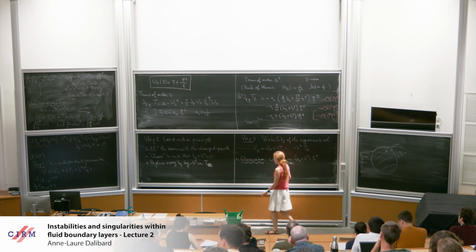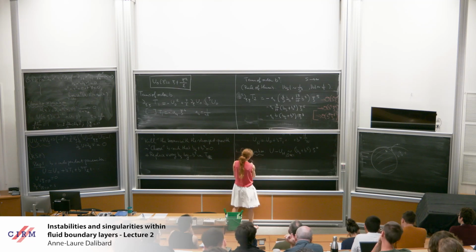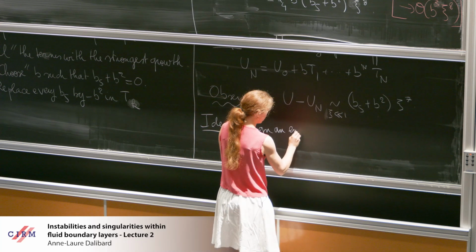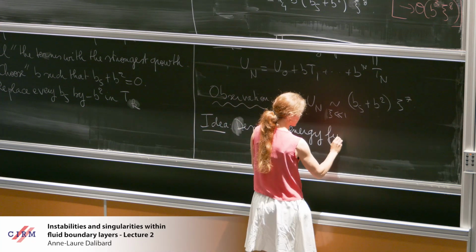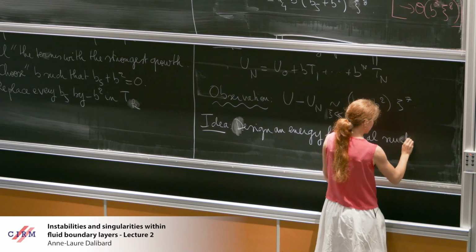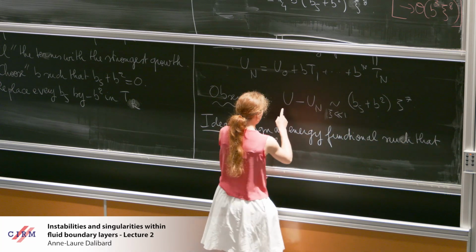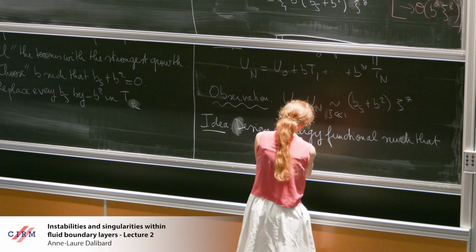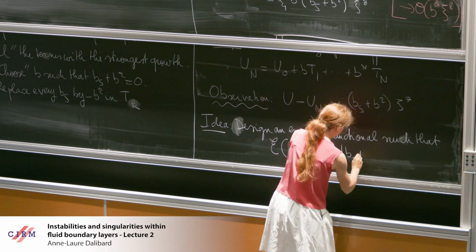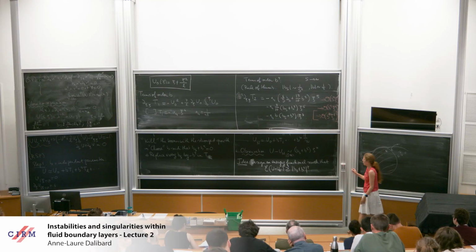Okay? So the idea is to design an energy functional, which I'm not going to write down, such that the energy, so it's a norm, really, it's a weighted Sobolev norm, okay? So the energy of U minus Un should control bs plus b squared to the square, okay? Because it's an energy, so it's the square of a norm.